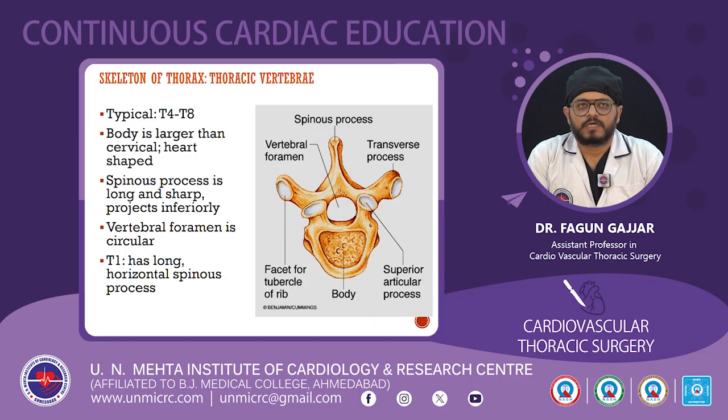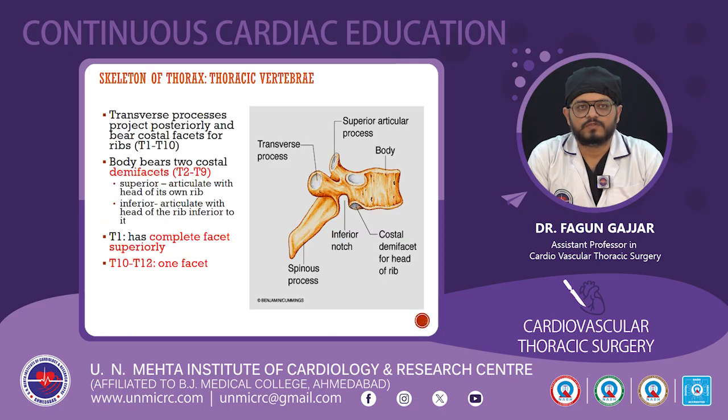Regarding the thoracic vertebra, there are a total of 12 thoracic vertebrae, and the typical ones are T4 to T8. The body is larger than that in the cervical vertebra. It is a heart-shaped structure. Its spinous process is long and sharp and projects inferiorly. The vertebral foramen is circular, and T1 has a long horizontal spinous process.